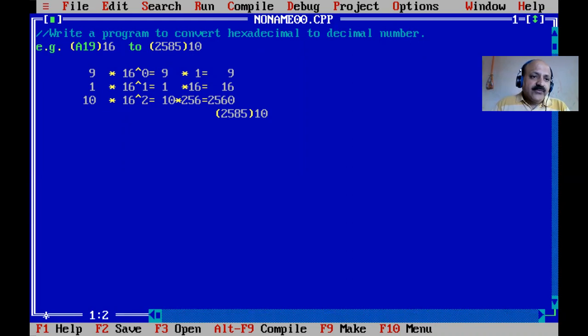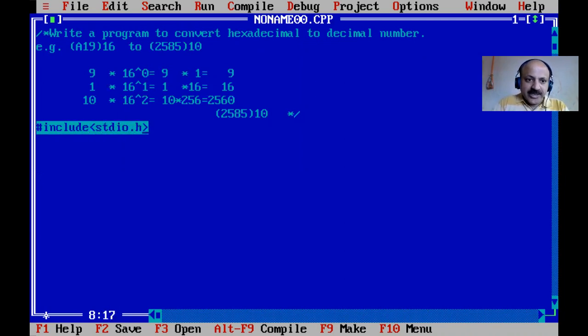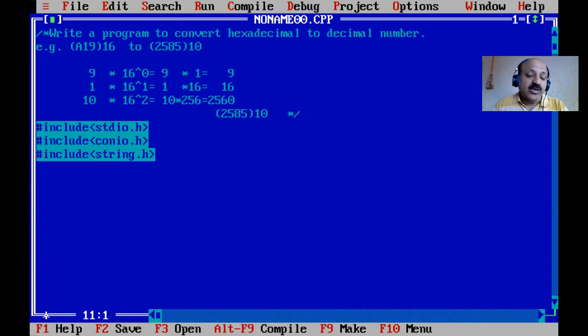And yes, I first give a multi-line comment, slash, and now first include our header file, stdio.h, and then conio.h, console input output. And here we use string handling functions, so we can calculate string length. And next we also have to use the power function, that is for the base of 16, so I take four header files.